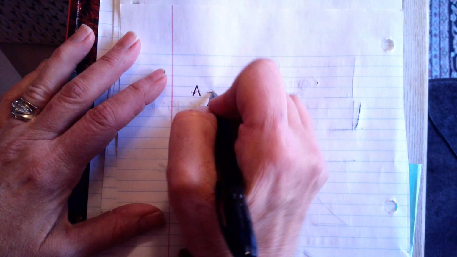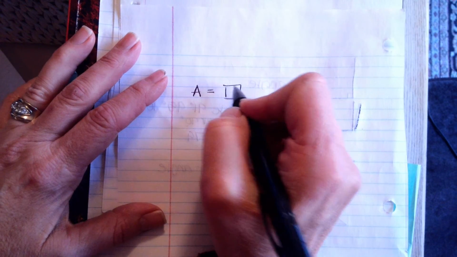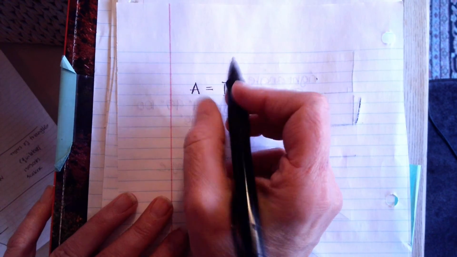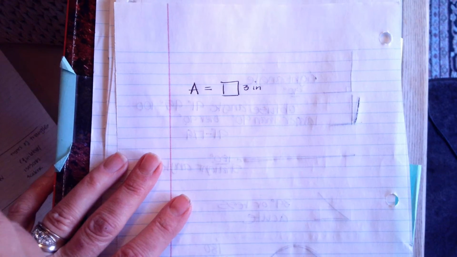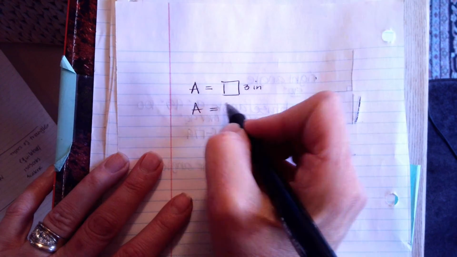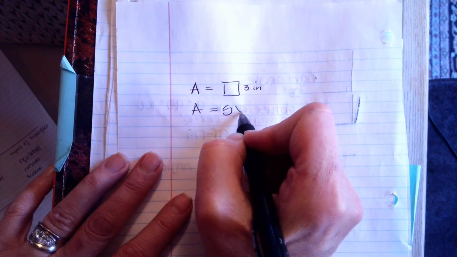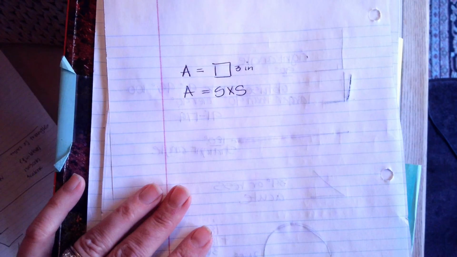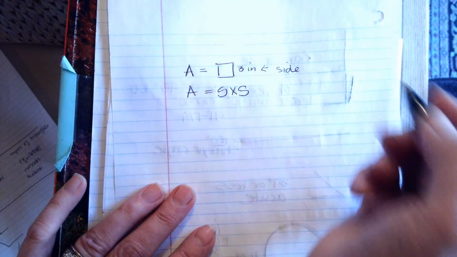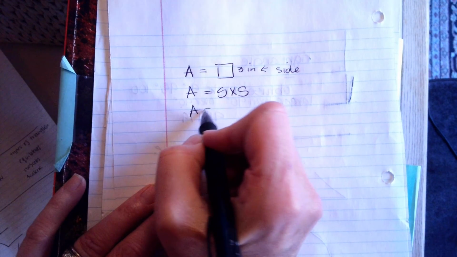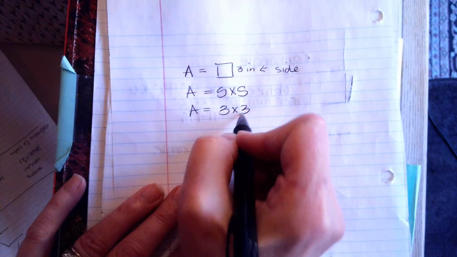Now, area of a square is a little different. So the area of a square is going to be, we have 3 inches. You're going to do side times side. And we know that this is the side. So we're going to do area equals 3 times 3.